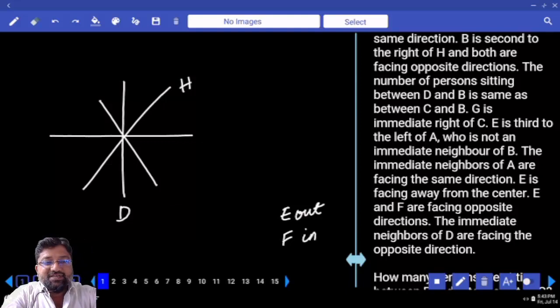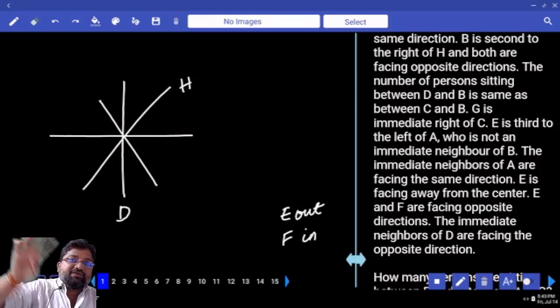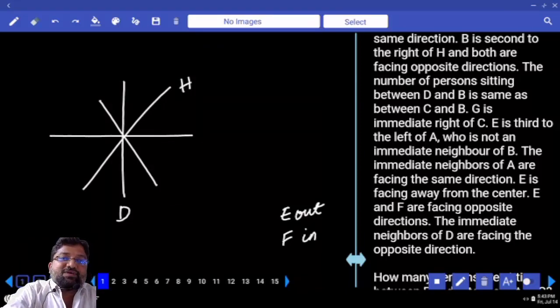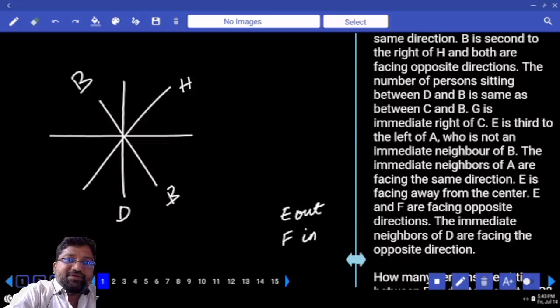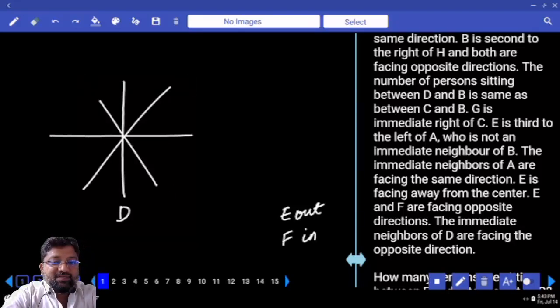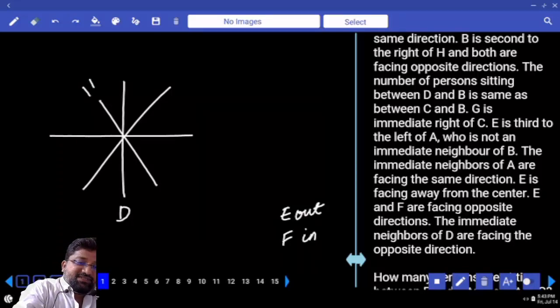Earlier when we started this question, we were in the mood of having 4 possibilities. How many possibilities? 4. This is H. I can take B here or I can take B here. How many possibilities? 2 possibilities. Next possibility, this is H. I can take B here and I can take B here. How many possibilities? 2 possibilities. 2 plus 2, 4.